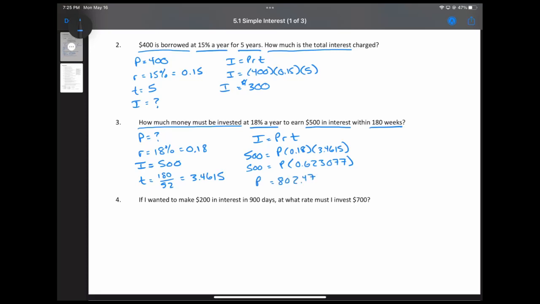802.47. Once we know that those two things are equal, it doesn't matter which one's on which side of the equation, so we can switch them. And it's a little bit prettier to put down the P equals. It's always nicer to express your final answer as variable equals. So if we want to make $500 interest in 180 weeks at 18% a year, we'd have to invest $802.47.